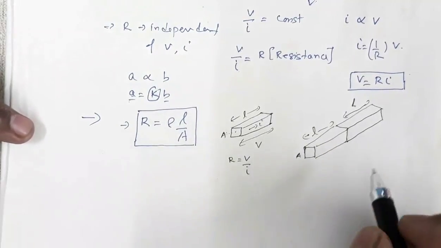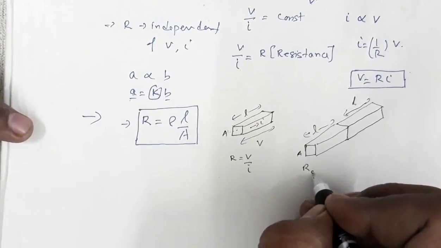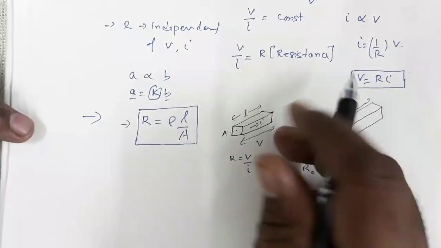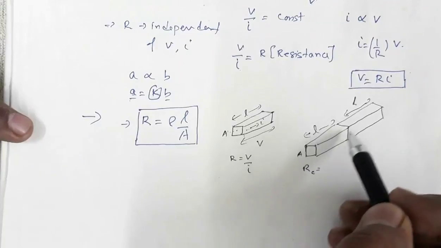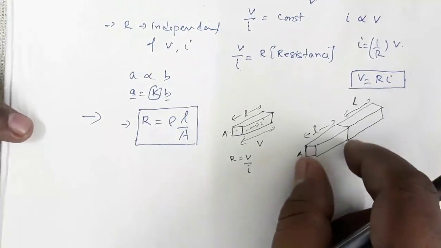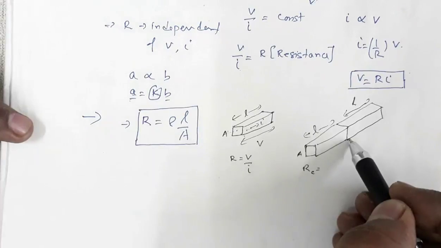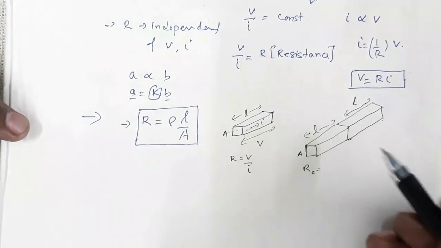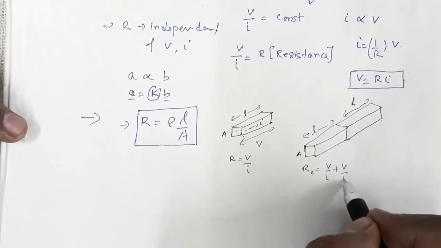Okay, now for this combination, let's say RC is the resistance. Now see, the potential drop across this part is V, current is I. These two are in series, so the same current will flow through them. So the potential drop for this part is V by I, and for this part again it is V by I. So the total potential drop will be V by I plus V by I.